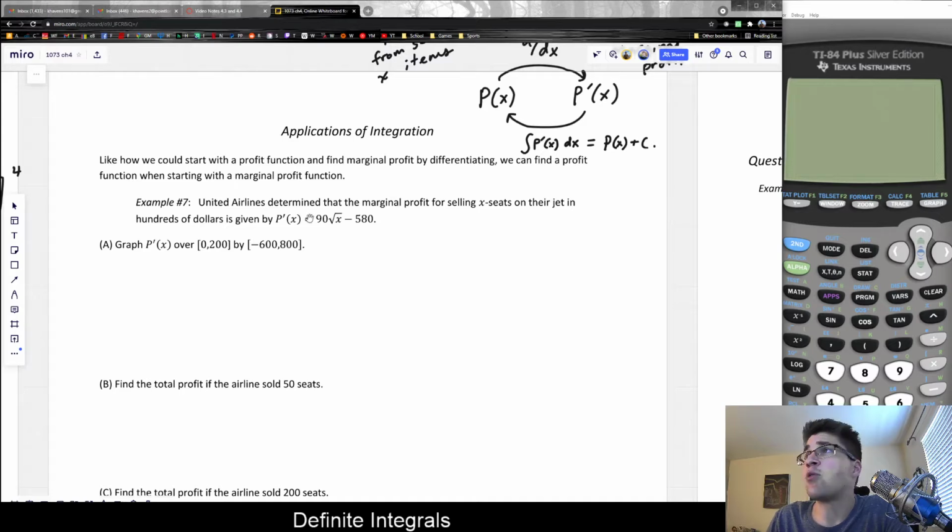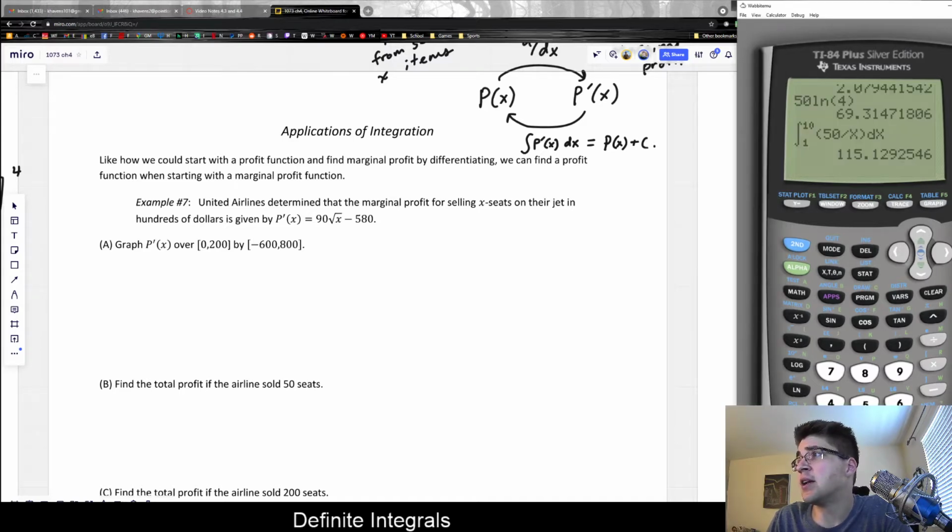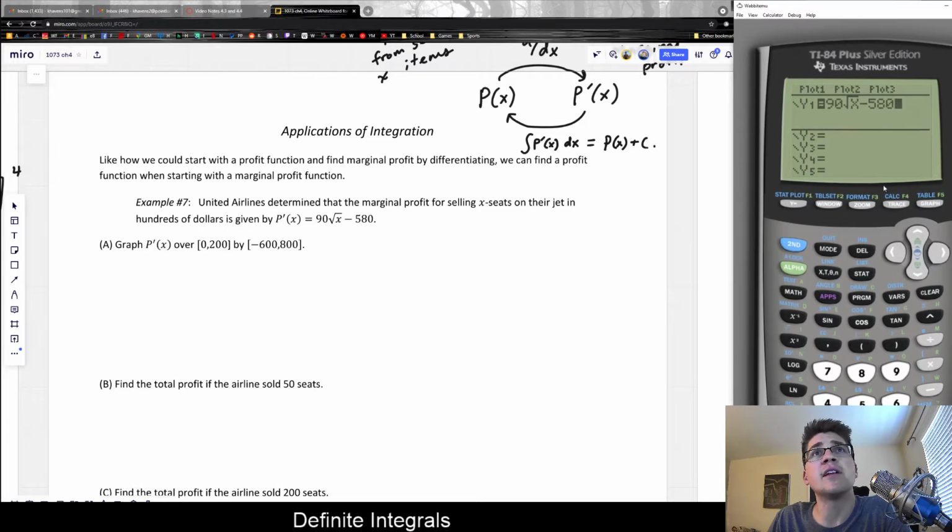And we could always start by graphing this function to get a better understanding of what it looks like and what it means. So let's go ahead and do that as the packet says. So we'll type in our function, 90 times the square root of x minus 580, into our graphing calculator. And it says graph it on the window 0 to 200 by negative 600 to 800. So if I go into my window, I can change all these things to be, well, basically starting at x equal to 0 and going to 200. And all that means is between 0 to 200 seats.